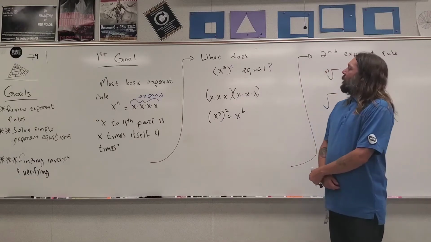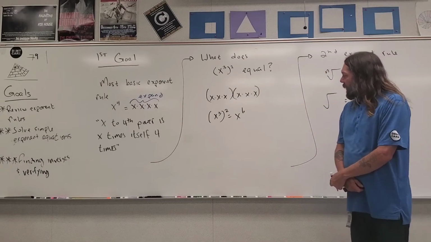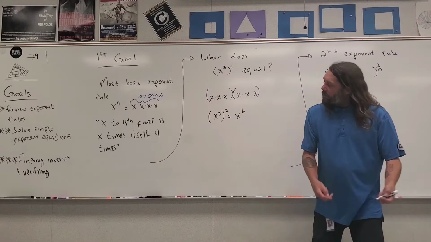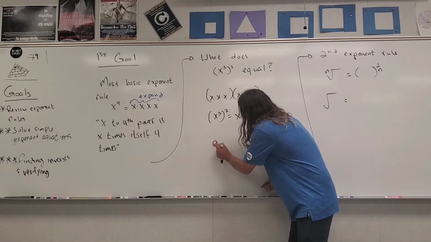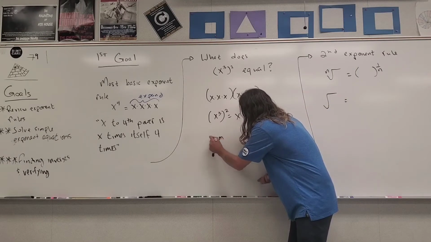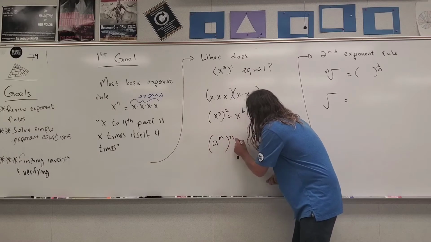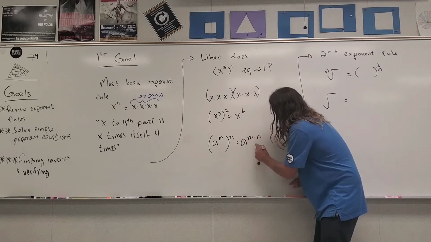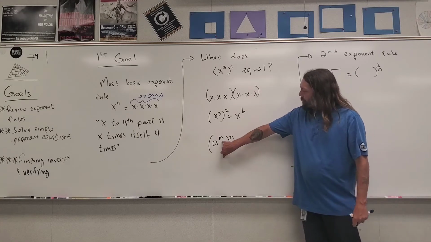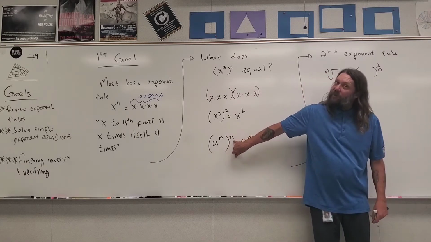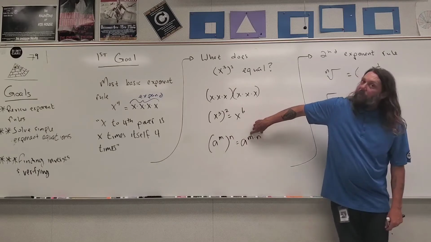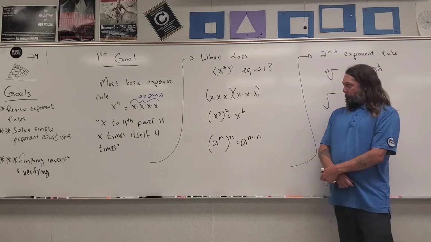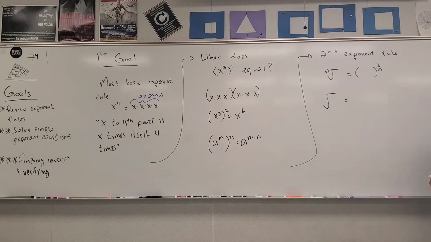But the rule that we create using that, we can generalize and say the following: a to the power m raised to the n power must be equal to a to the power m times n. So whenever I have an exponent inside a parenthesis with another exponent on the outside, that means that I'm multiplying my exponents. Okay. Let's move on to our second exponent rule.